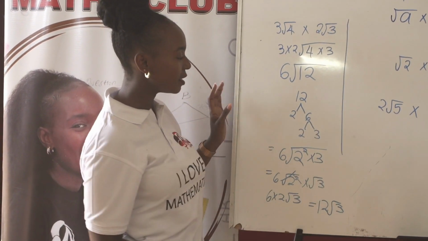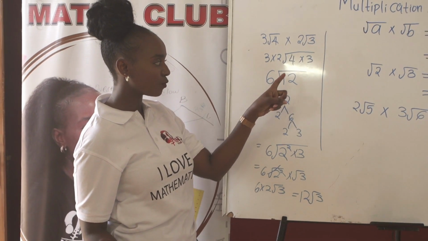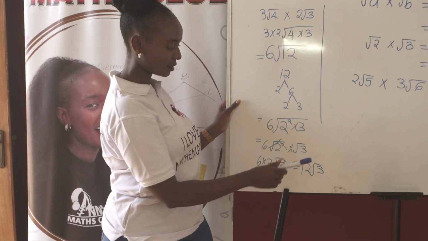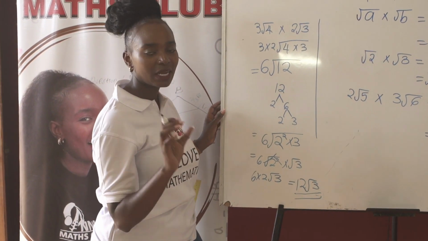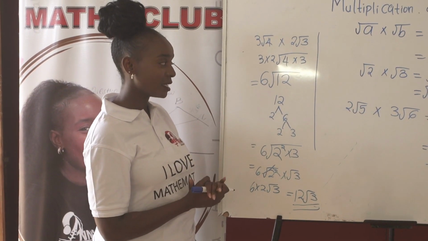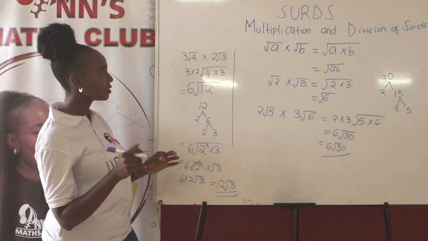So your answer, instead of leaving your answer as 6 root of 12, you come and write your answer as 12 root of 3 after simplifying it. I hope that is very clear. Maybe I'll just repeat it.